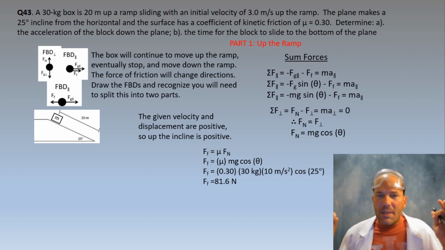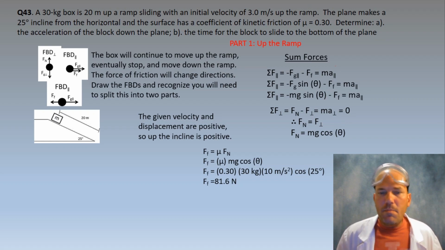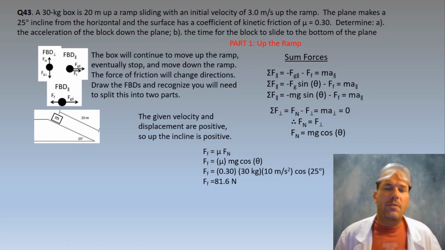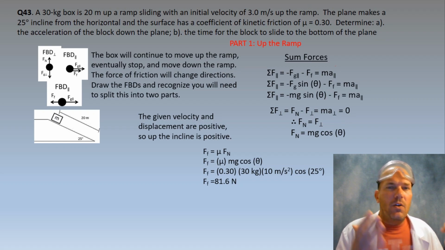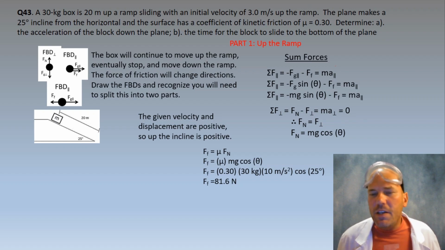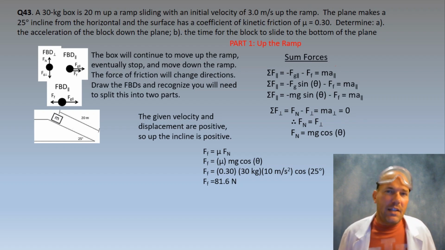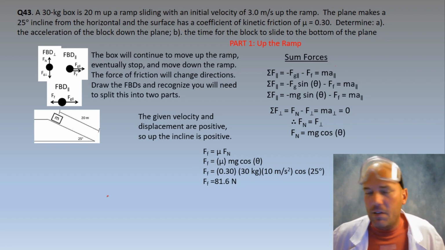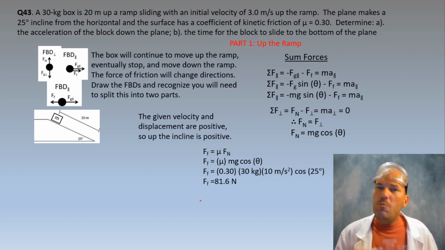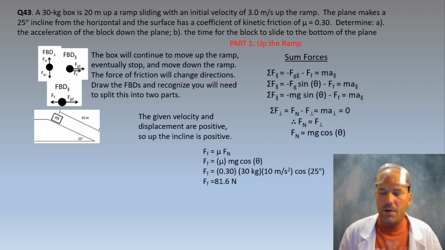So plugging in our values, you're given mu. We know mass multiplied by the acceleration due to gravity, and we also are given the angle of inclination as 25 degrees. So we have everything we need to calculate the force of kinetic friction, which is equal to 81.6 newtons. Okay, 81.6 newtons for the force of friction.